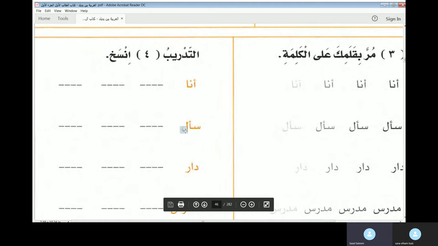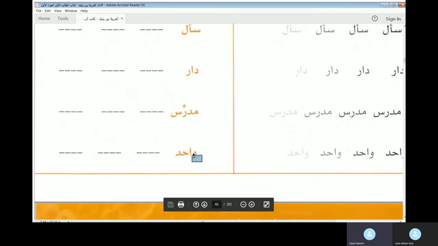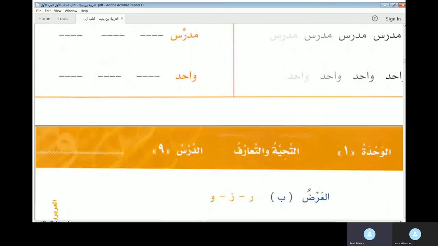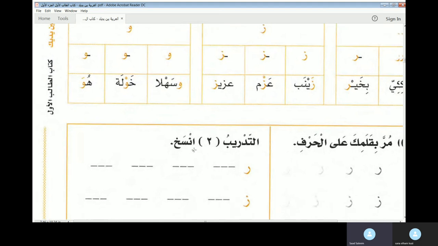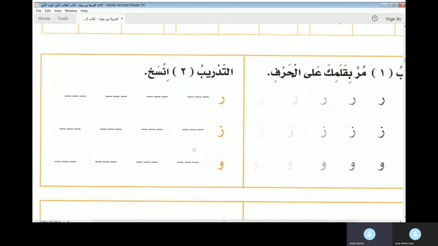Now note one thing, that the bottom of lam should be under the line. And this part of ra should be under the line. Then the bottom of sin should be under the line, and these three teeth of sin should be above the line. This bottom of ra should be under the line. And same thing for vav: the bottom should be under the line, and the mouth of vav should be above the line. Okay. Again, he wants you to practice this writing.